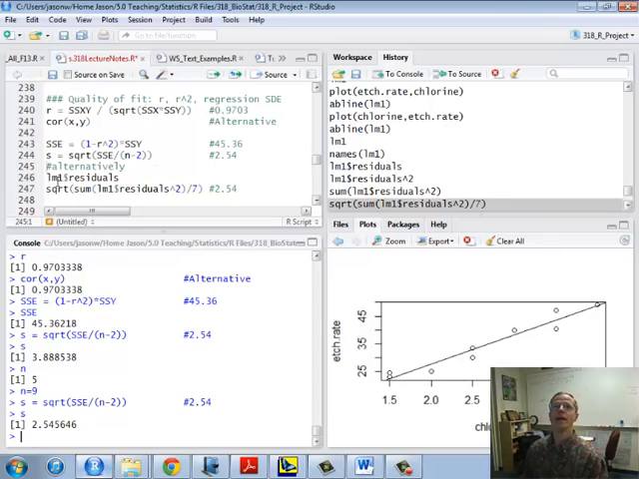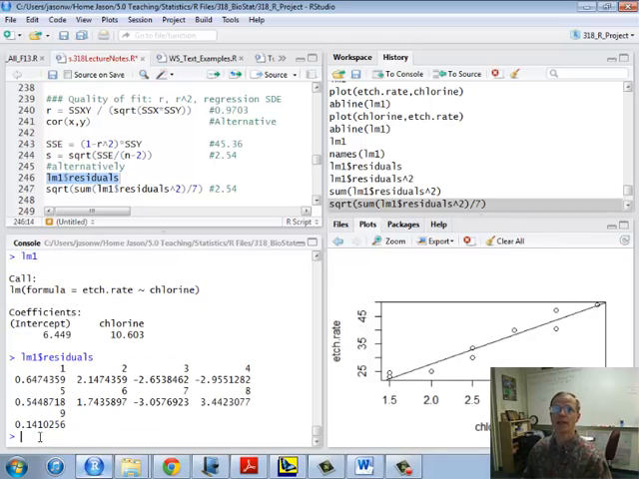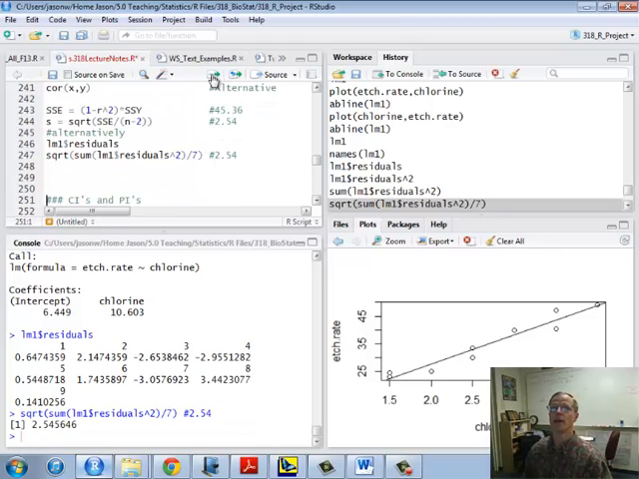Okay, that covers it. Now, to get it directly, we have our linear model, lm1. If you do $residuals, that allows me to look at the actual residuals part of the linear model. So if I take those and square them, that's the y minus y-hat, then add them up and divide by 7, that's the direct calculation, which we had obtained in an indirect way.